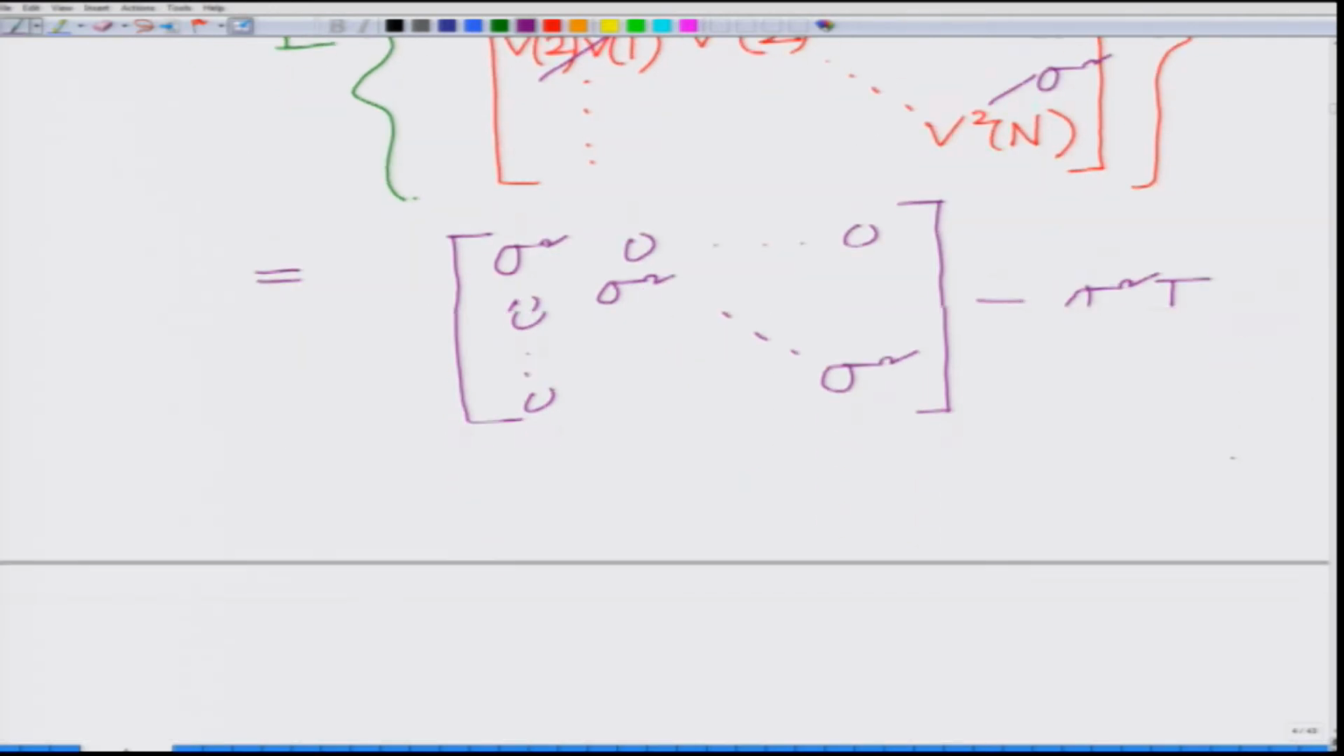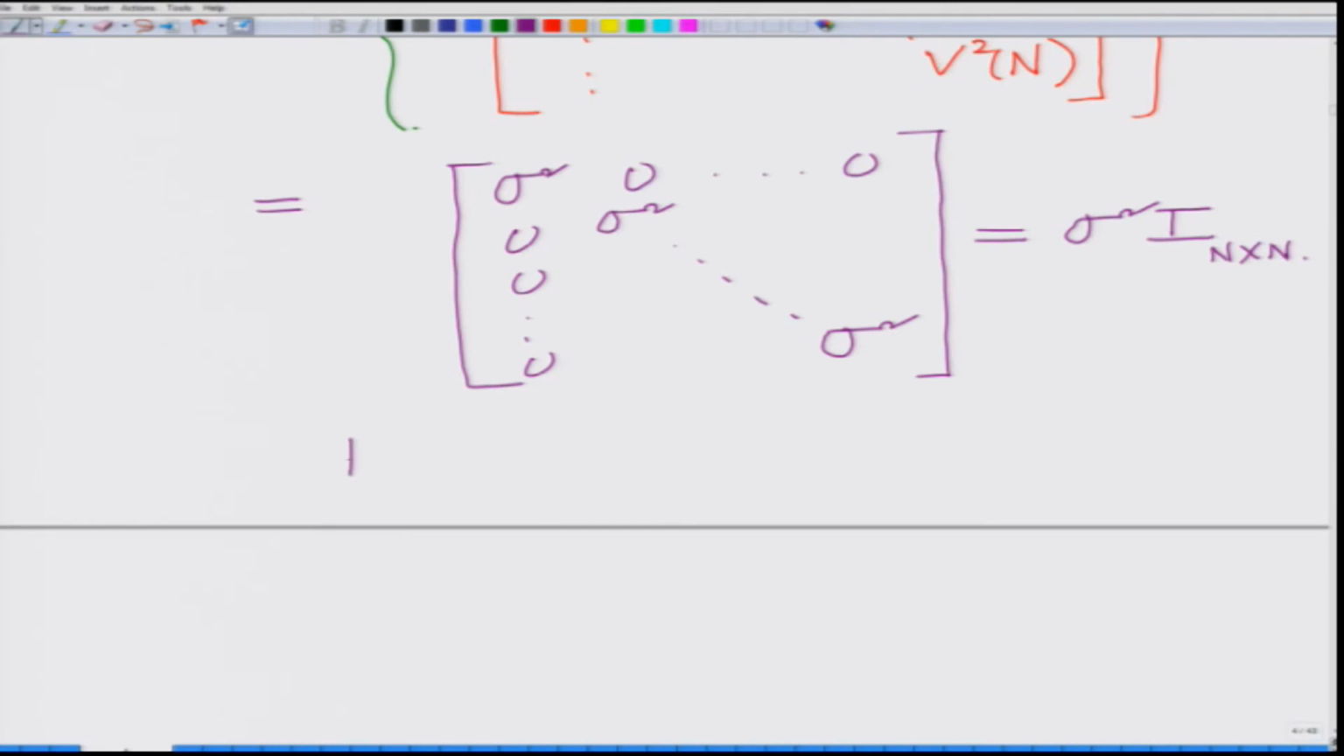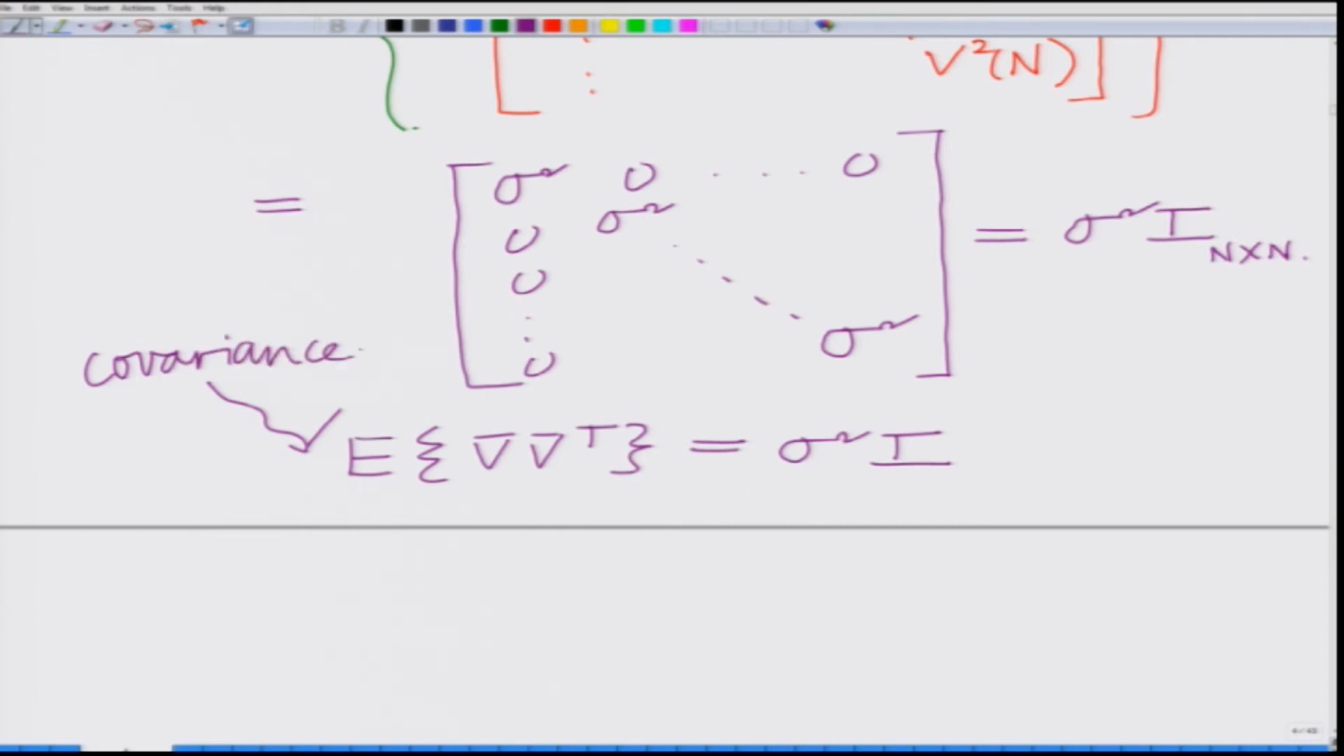Okay. What is this? This is the covariance matrix of the noise vector V bar, that is the expected value of V bar V bar transpose, which is equal to sigma square times identity. This we already said is the covariance matrix of the noise vector.